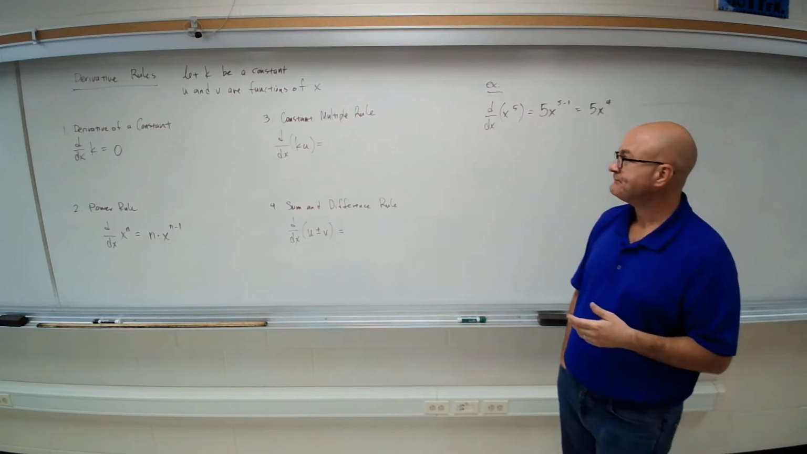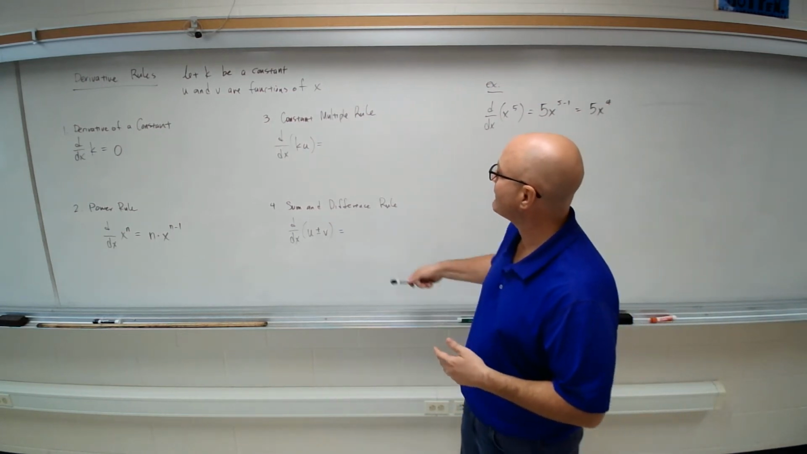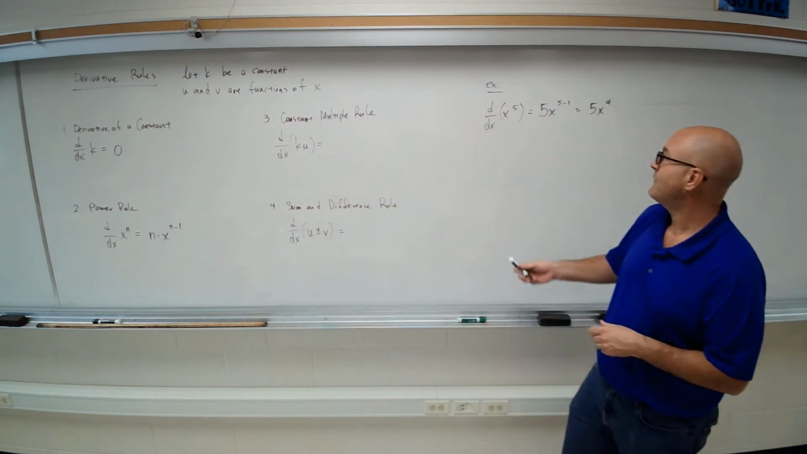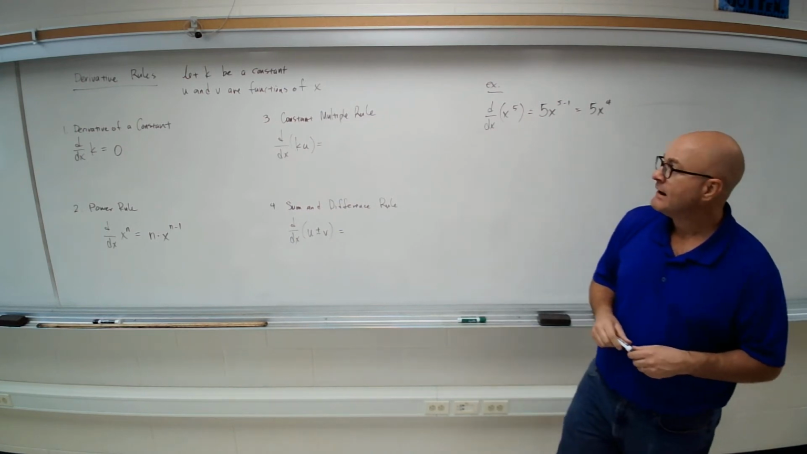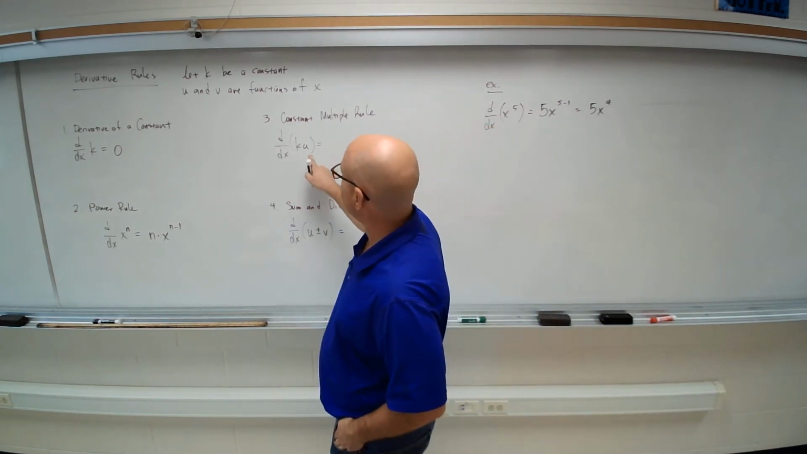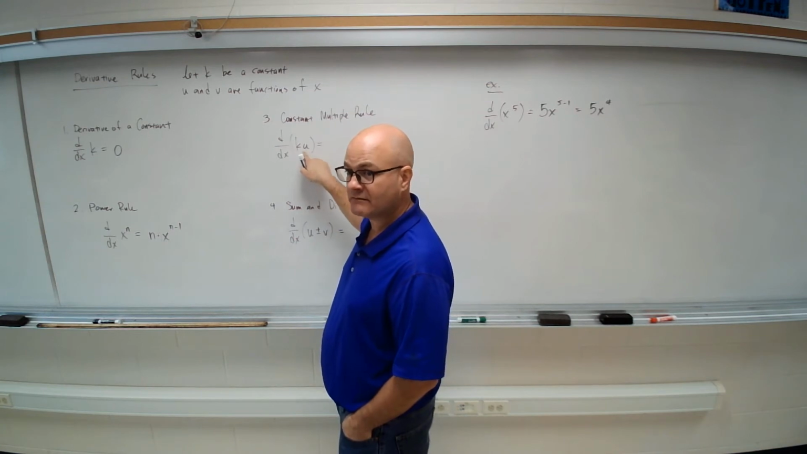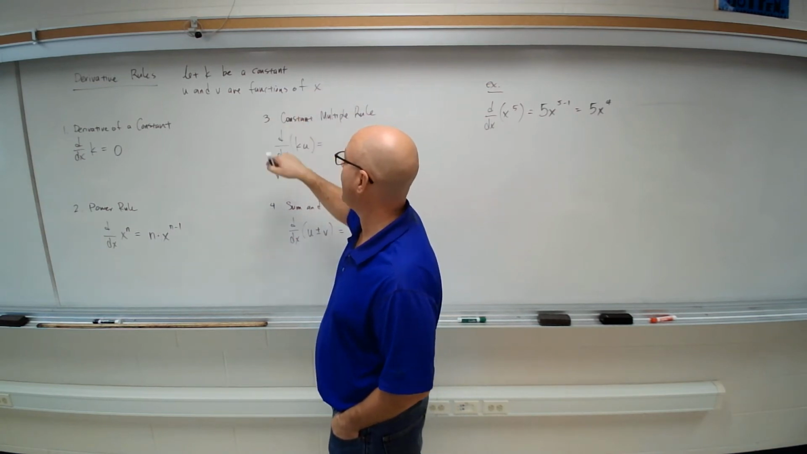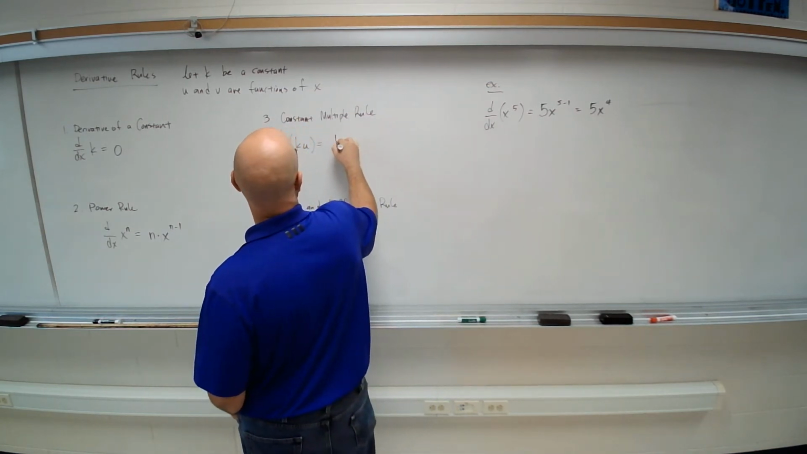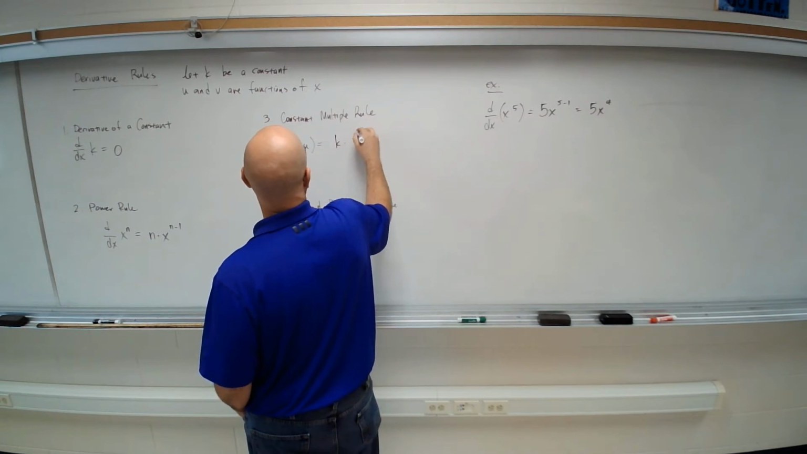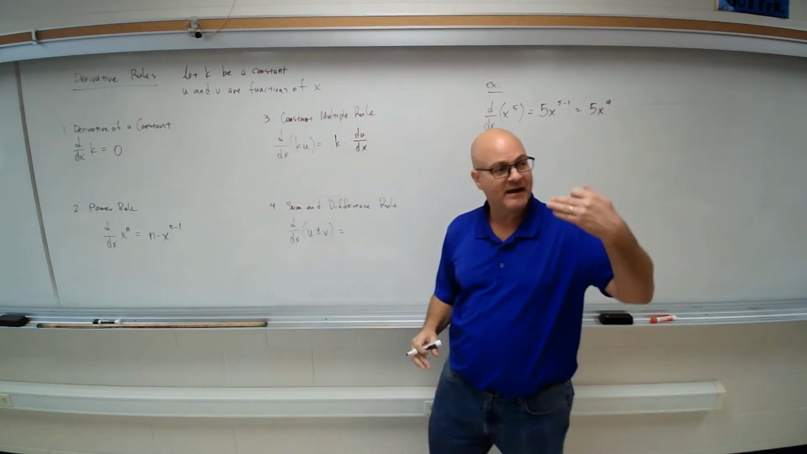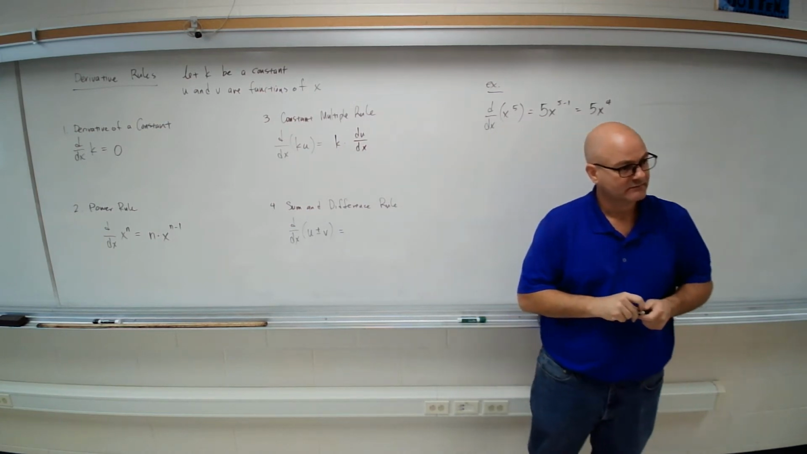All right, next up we have the constant multiple rule. This really makes the power rule even more useful. With this, it just says if you have k times a function, because u is some function of x, you can just rewrite that as k times the derivative of u with respect to x. So you could basically pull the constant outside.